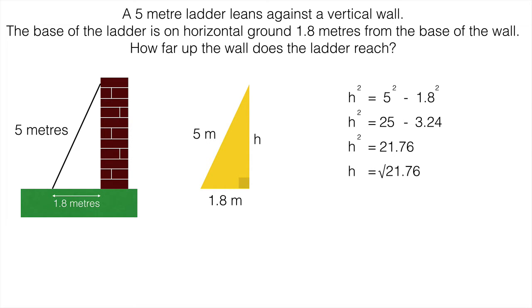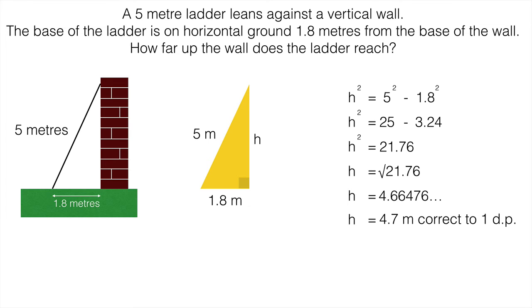So we have that h is the square root of 21.76. And this is where you take your calculator and find that value. I've gone ahead and done that, and I got an answer of 4.66476, etc. Now I'm going to round my answer to 1 decimal place, and by doing that I get an answer of 4.7 meters, correct to 1 decimal place.